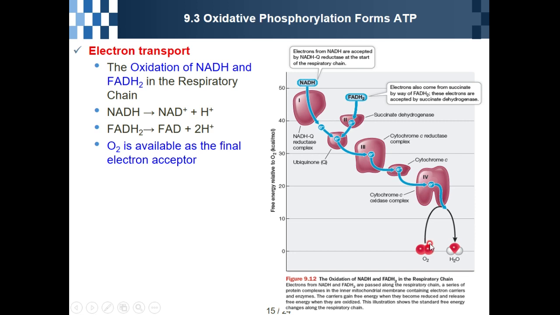Okay, the important thing is that NADH and FADH2 are oxidized. They lost hydrogen like this. So NADH becomes NAD plus and H plus. FADH2 is changed to FAD plus 2H plus, like this.